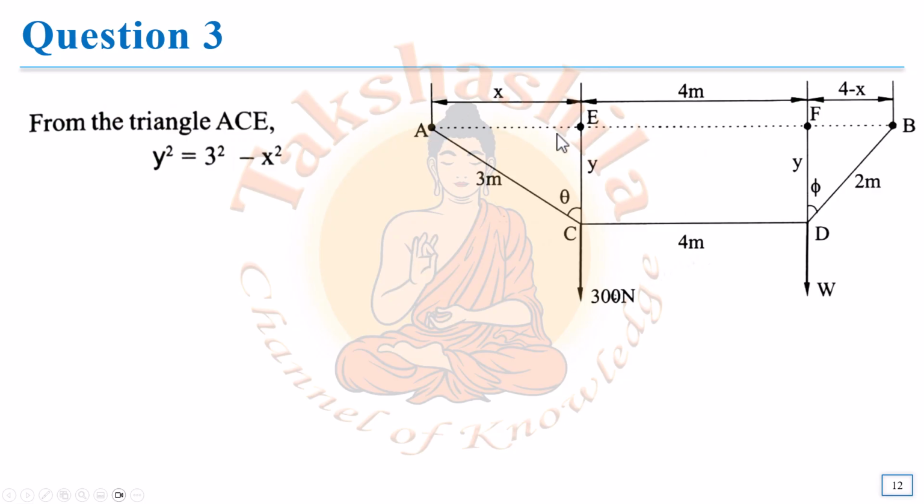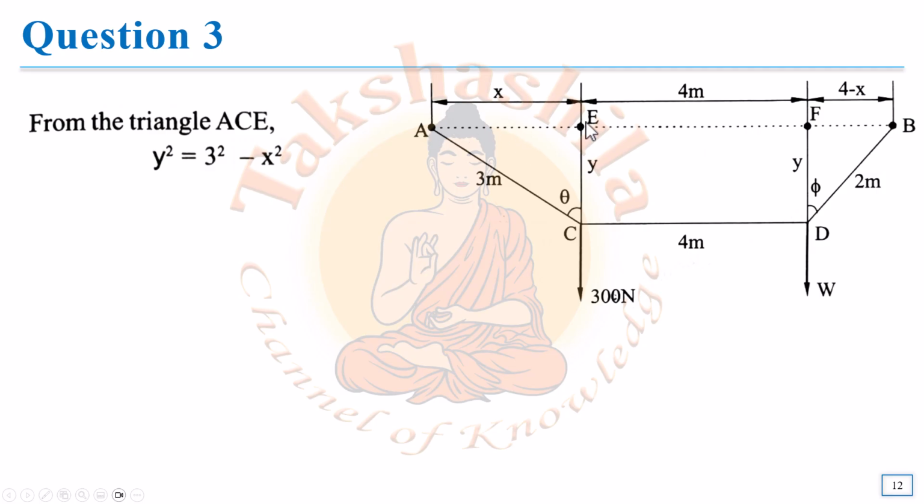Now, if you are assuming AE is equal to X, EF will be what? EF is parallel to CD and it has the same length. So if CD is 4 meter, EF will automatically be 4 meter. We also know that the total length AB is equal to 8 meters. That was also given in the question. Now this distance is X, this is 4, so what will be the remaining distance? 8 minus 4, which is 4, minus X. So the remaining distance will be 4 minus X.